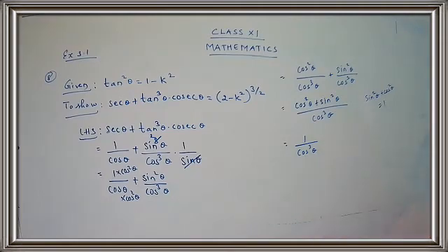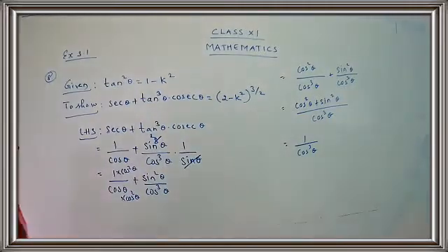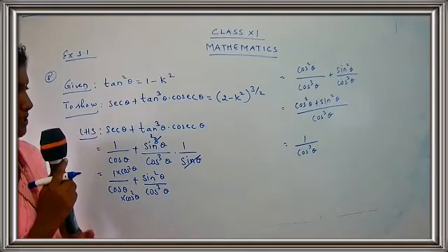Clear? So what do you get here? 1 upon cos cube theta. Write down the steps, children. You have to do the sums along with me. The sums are very easy. You have to just understand the steps. That's all. So what do you get? 1 upon cos cube theta.